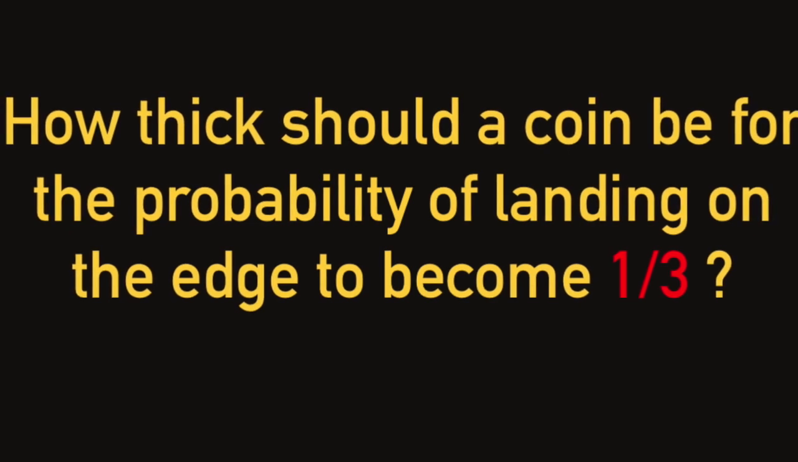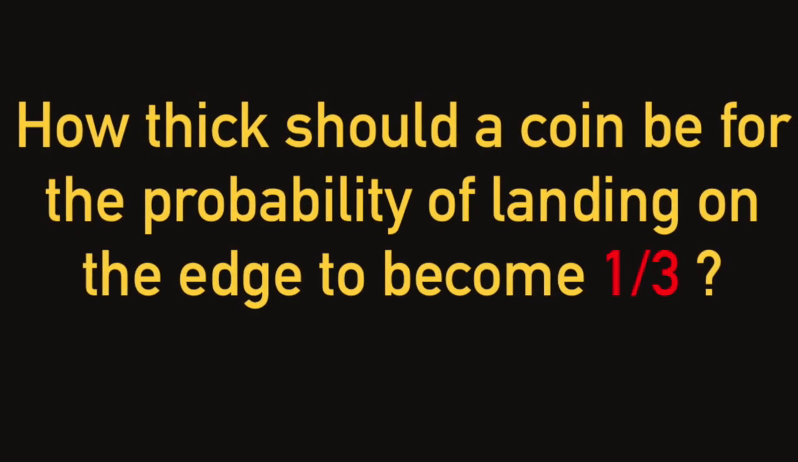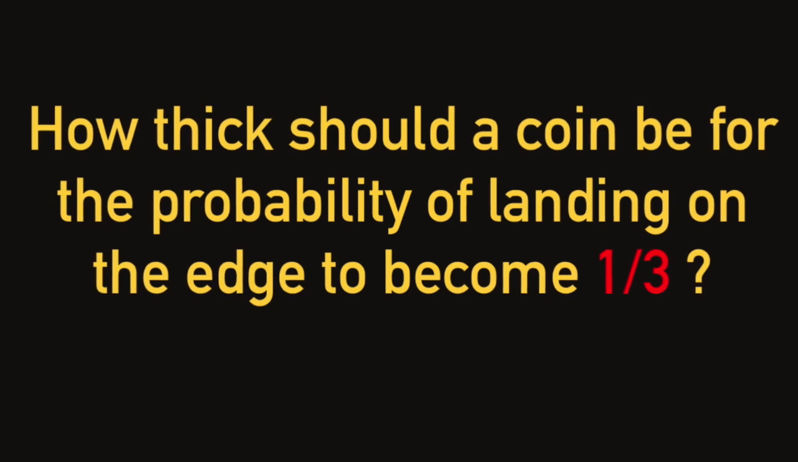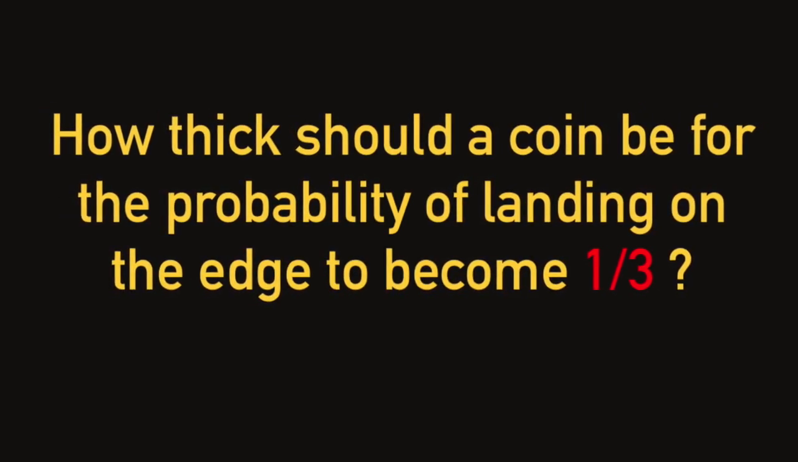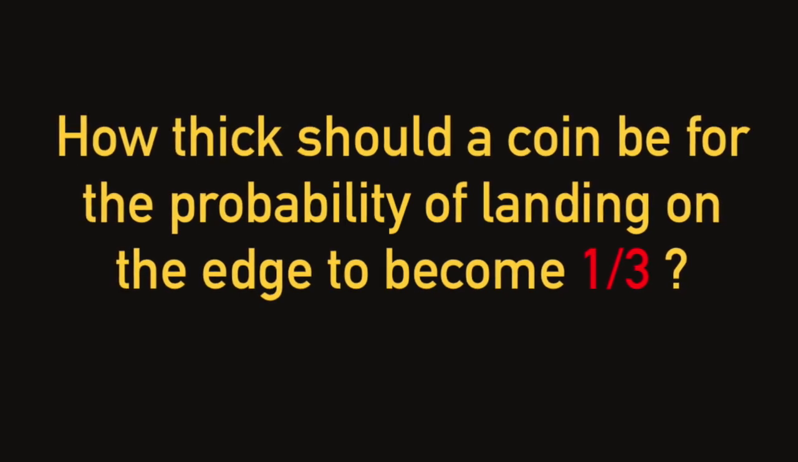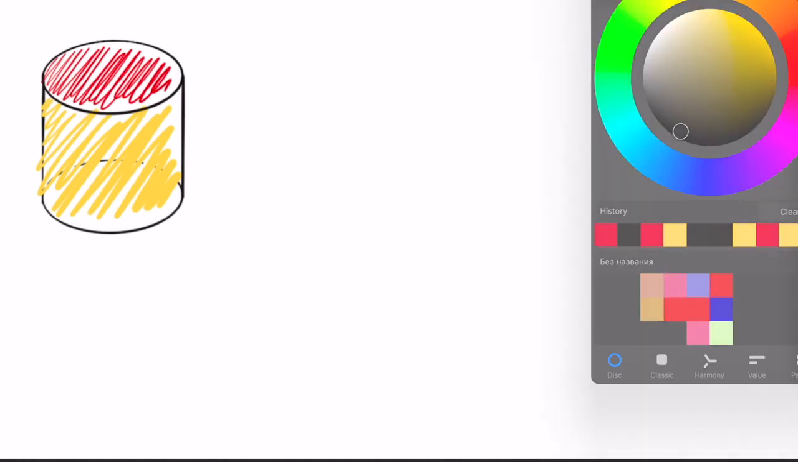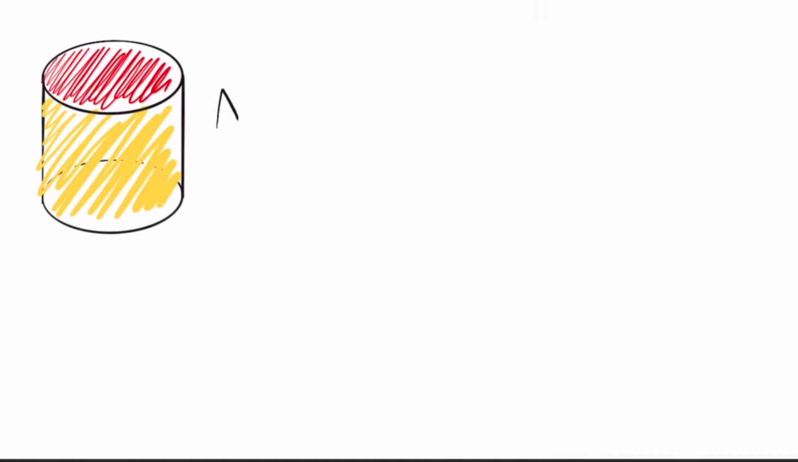But for now, let us try to understand the following question. How thick should a coin be for the probability of landing on it to become 1/3? The problem is not a trivial one like it might seem at a first consideration. I mean, if you look at this cylinder representing our coin, you might think that the area of a curved face must be equal to the area of one of the flat faces. So the equality of areas will imply the equality of probabilities.